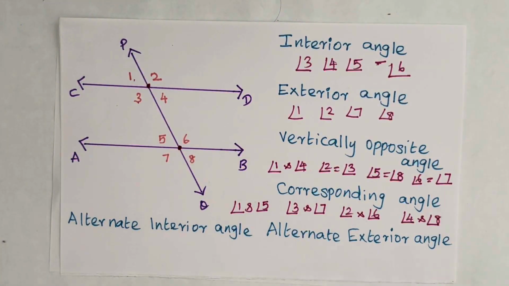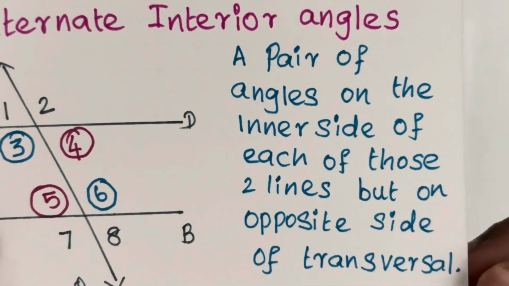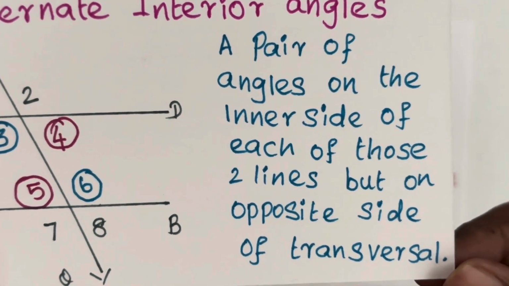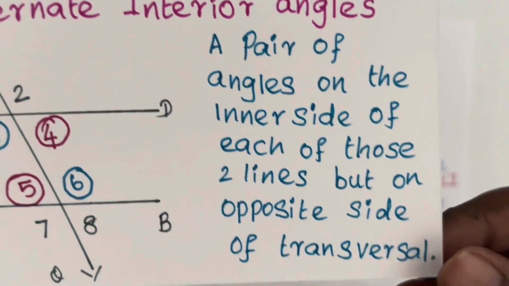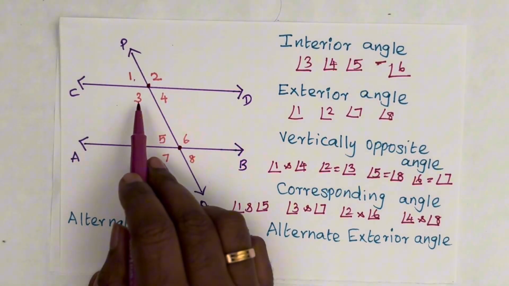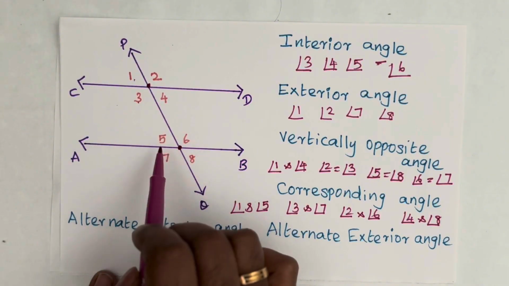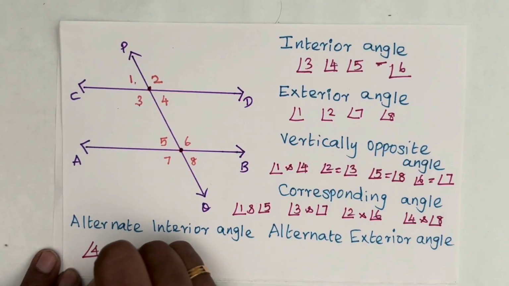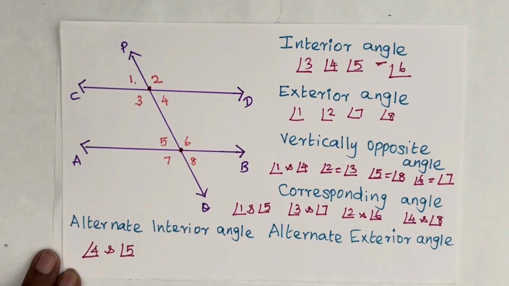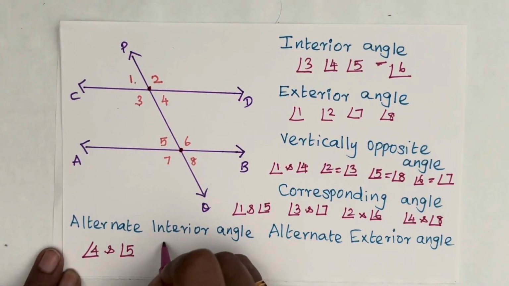The next angle is the alternate interior angle. So what is an alternate interior angle? A pair of angles that lie on the inside of the lines but on opposite sides. We know the interior angles are 3 and 4, and 5 and 6, but on the opposite side. So 4 and 5 are alternate interior angles, angle 4 and angle 5, and angle 3 and angle 6.